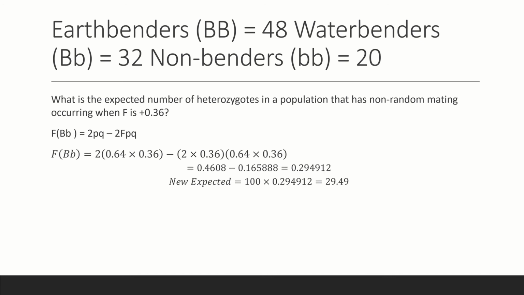And then for our second problem, this time F is positive 0.36. So when we plug that into our equation, that gives us the frequency of the heterozygotes to be 0.294912. And we're going to multiply that by the total number of people in the population, which is 100, and that gives us a new number of 29.49 heterozygotes expected in this population, which is a decrease. And that makes sense because F is positive, so that means assortative mating is occurring, and we would expect to see a decrease in the number of heterozygotes.